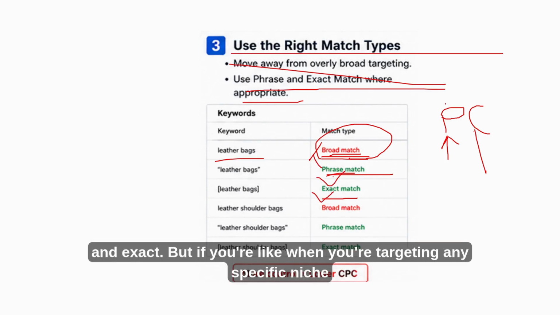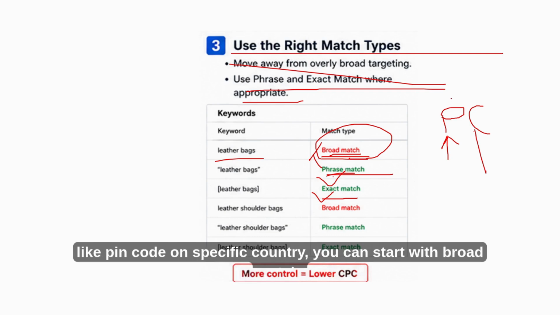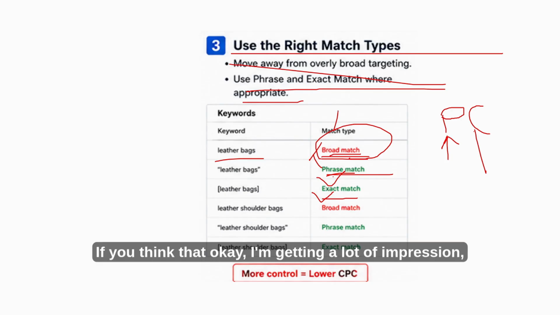But when you're targeting a specific niche like a pin code or a specific county, you can start with broad match. If you think, okay, I'm getting a lot of impressions and clicks and I'm wasting a lot of money, then you can pause it and start with phrase and exact.